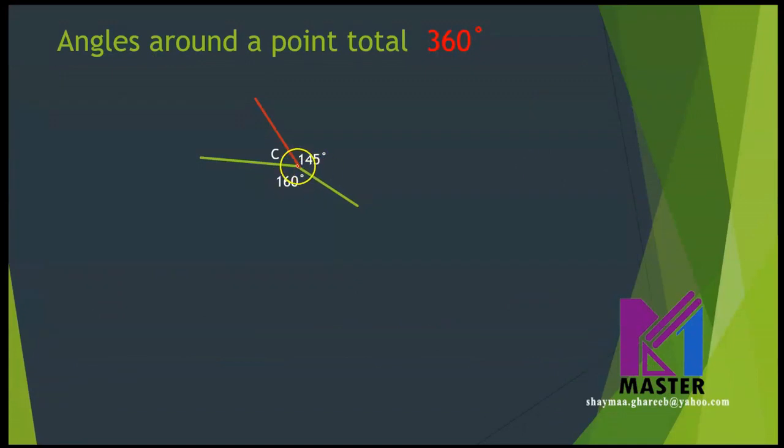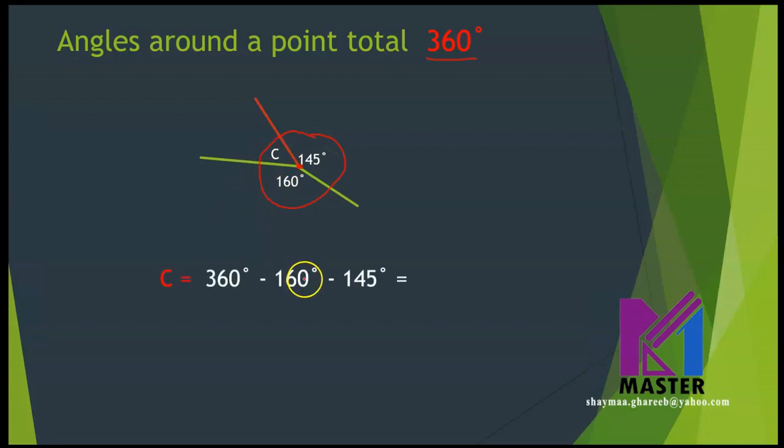Look at this diagram here. These angles are around a point. They all share the same vertex. So all of them form a full turn, and the total size is 360 degrees. In this diagram, there are three angles, as you can see. One of them is 160 degrees, another one is 145 degrees, and angle C. So how do we calculate angle C?